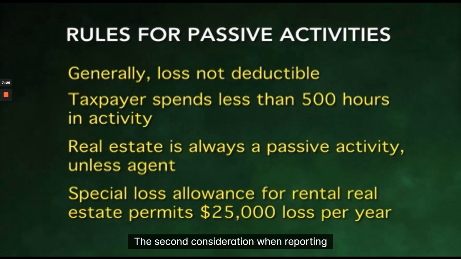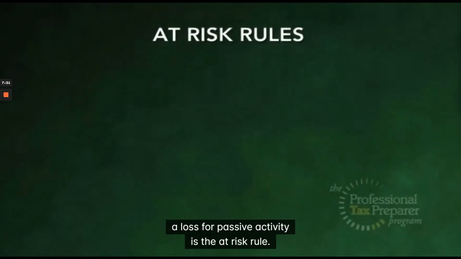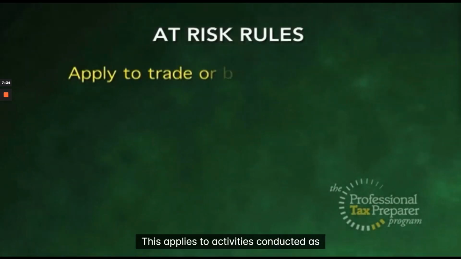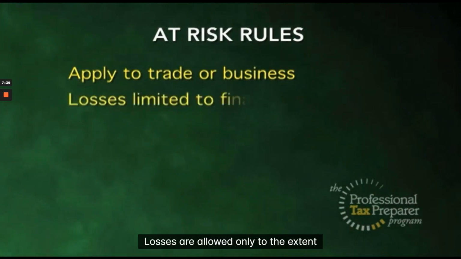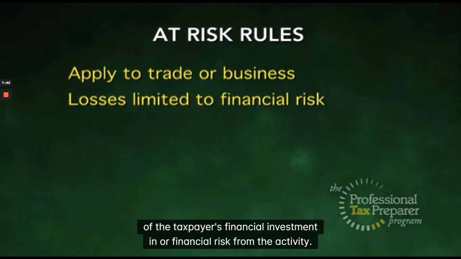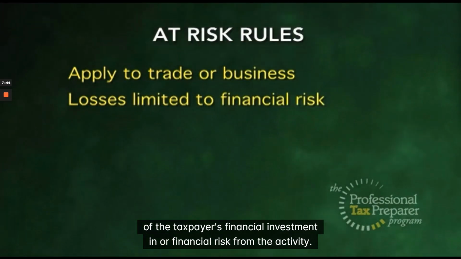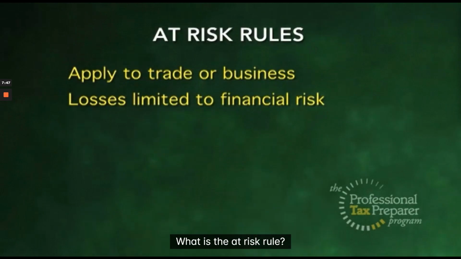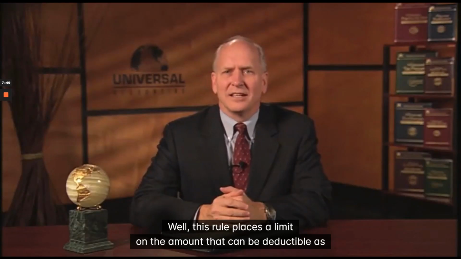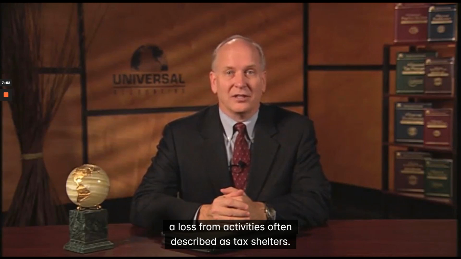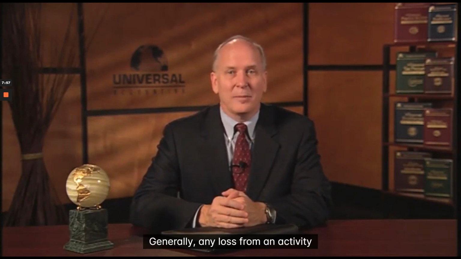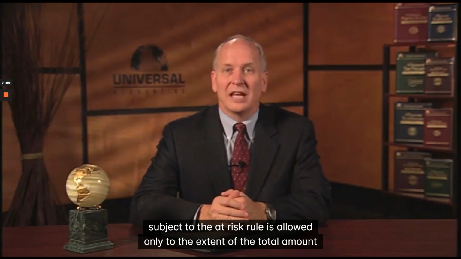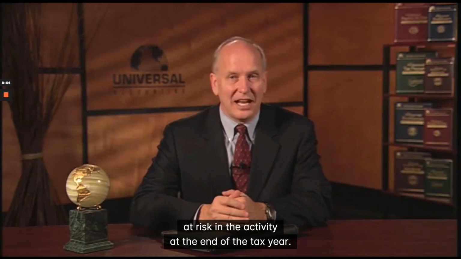The second consideration when reporting a loss for passive activity is the at-risk rule. This applies to activities conducted as a trade or business in the production of income. Losses are allowed only to the extent of the taxpayer's financial investment in or financial risk from the activity. What is the at-risk rule? Well, this rule places a limit on the amount that can be deductible as a loss from activities often described as tax shelters. Generally, any loss from an activity subject to the at-risk rule is allowed only to the extent of the total amount at risk in the activity at the end of the tax year.